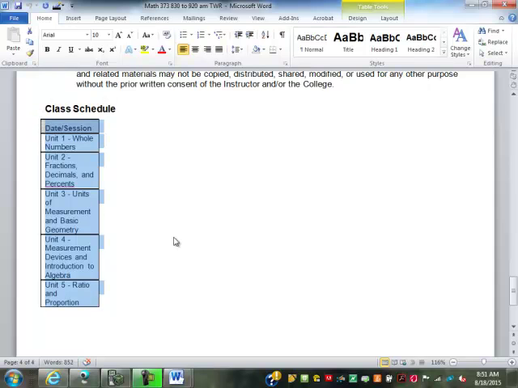And then we have, like I said, 5 units. Those are the 5 units right there. We start out with whole numbers, then we go into fractions and decimals, measurement and geometry, measuring devices and algebra, and then ratio and proportion finally.